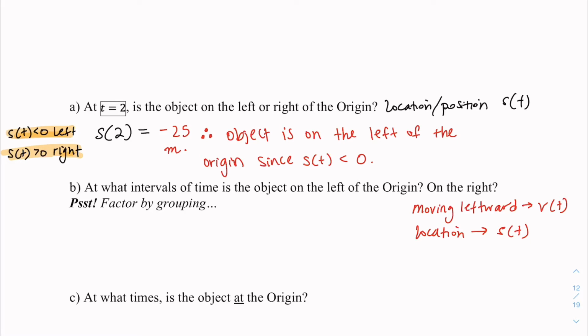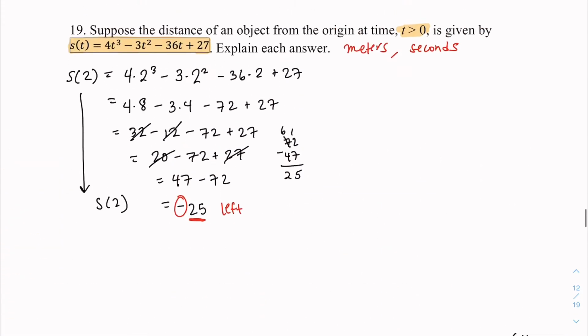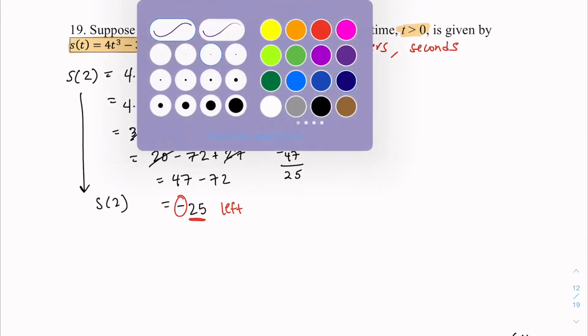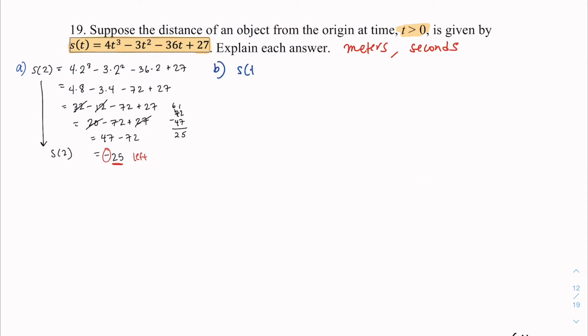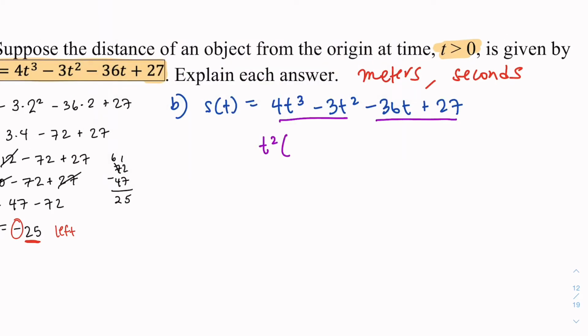So to know when it's on the left and the right, I'll have to use a number line to find out where it's positive and negative using these same rules up here. So let's find our roots and then stick this bad boy on a number line. See if you can finish the problem yourself.